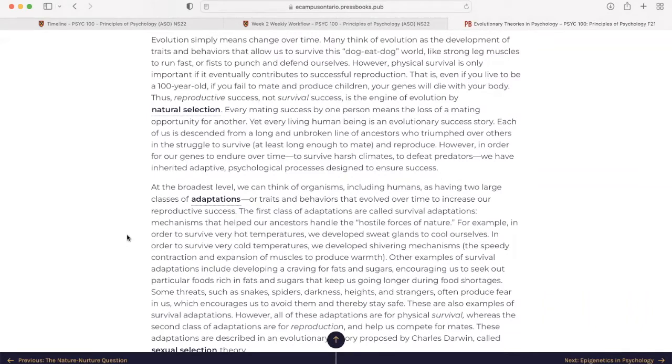Every mating success by one person means the loss of a mating opportunity for another. Yet every living human being is an evolutionary success story. Each of us is descended from a long and unbroken line of ancestors who triumphed over others in the struggle to survive, at least long enough to mate and reproduce. However, in order for our genes to endure over time, to survive harsh climates, to defeat predators, we have inherited adaptive psychological processes designed to ensure success.